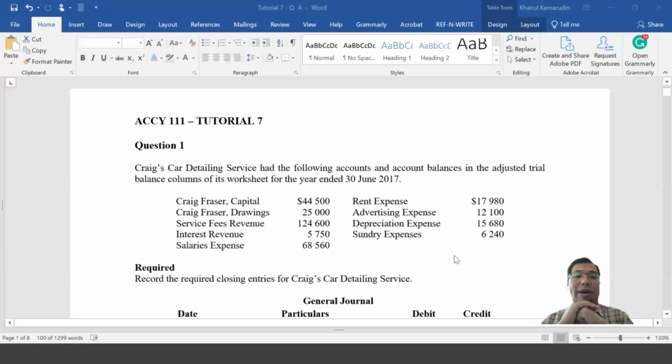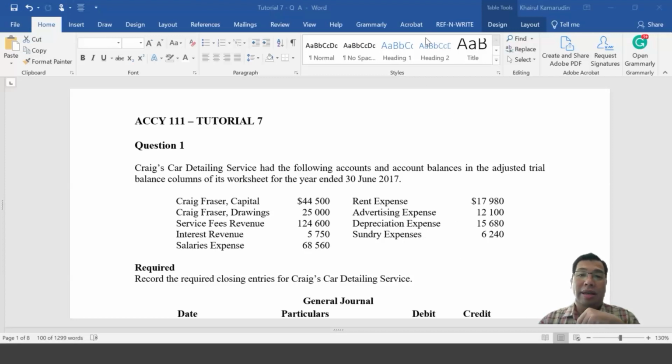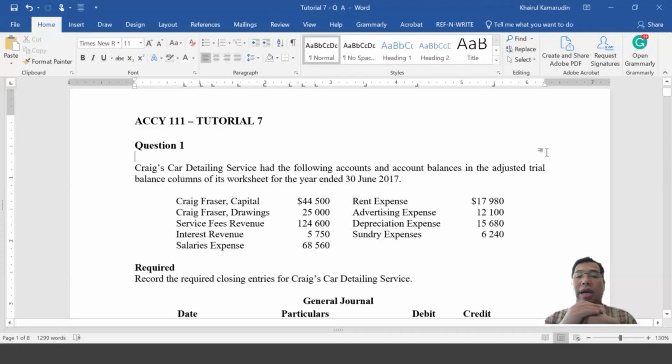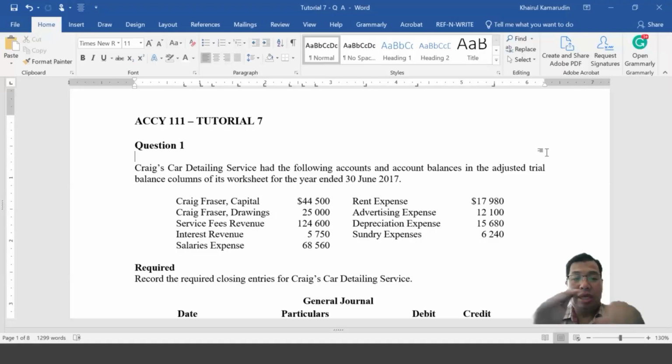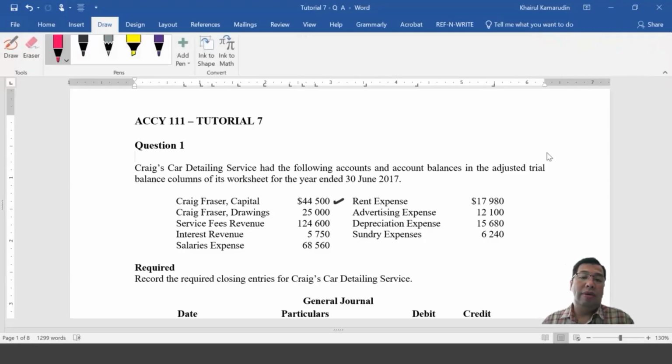Question number 1 is about Greg car detailing services. The following accounts and account balances are in the adjusted trial balance column of its worksheet for the year ended 30th June 2017. These are the information given. Number 1, you have your capital accounts. And then you have drawing. Both are your equity accounts.